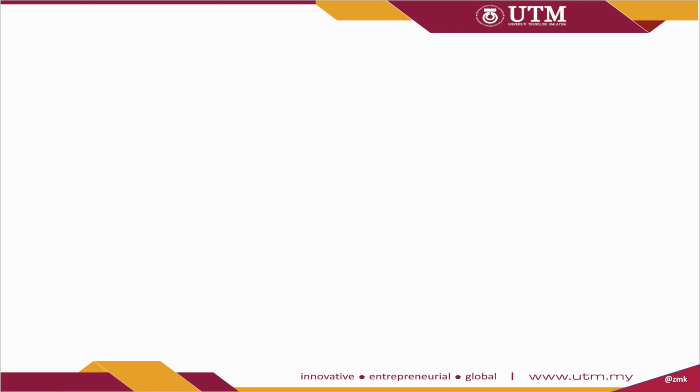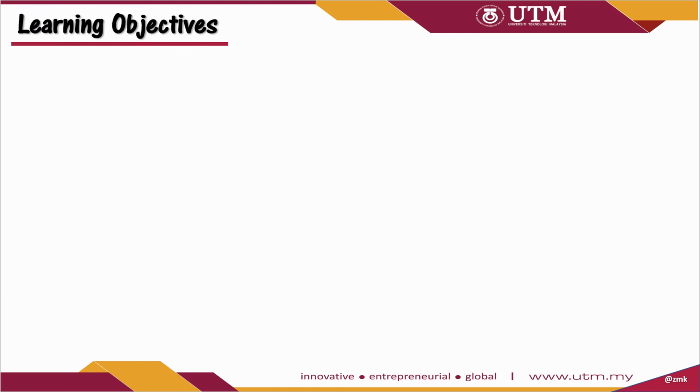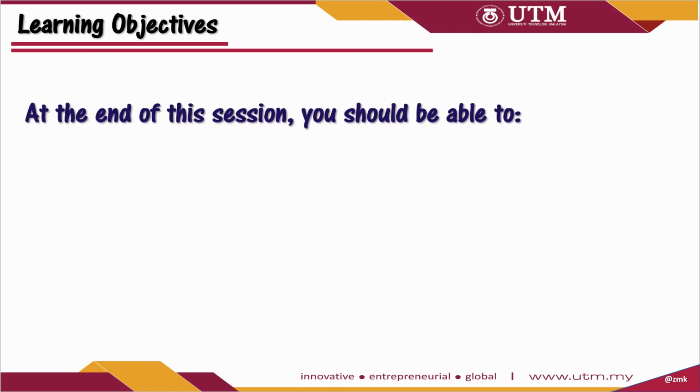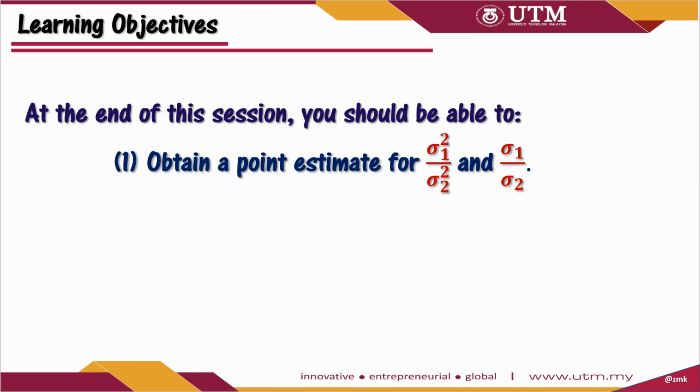3 learning objectives for this topic. What are they? Let's look at the 3 learning objectives. At the end of this session, you should be able to achieve the 3 objectives. The first learning objective is you should be able to identify or calculate a point estimate for the ratio of two unknown population variances, sigma 1 squared over sigma 2 squared, and hence for the ratio of two unknown population standard deviations, sigma 1 over sigma 2.